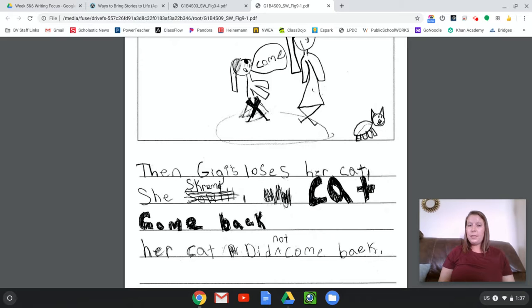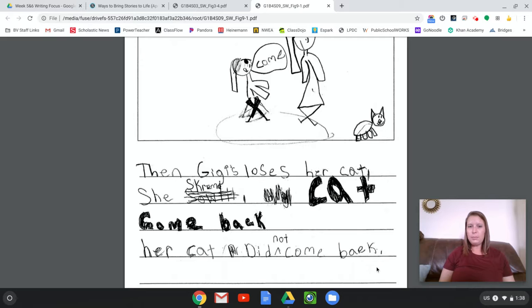So on this page, we know that Gigi loses her cat and then she screams, "Cat, come back!" And you can see she did something cool with her letters. She made them really dark. And that made me feel like she was really, really yelling that. And she also said that she screamed it. So we are hearing what she's saying. And then they tell us what happened next. Her cat did not come back.